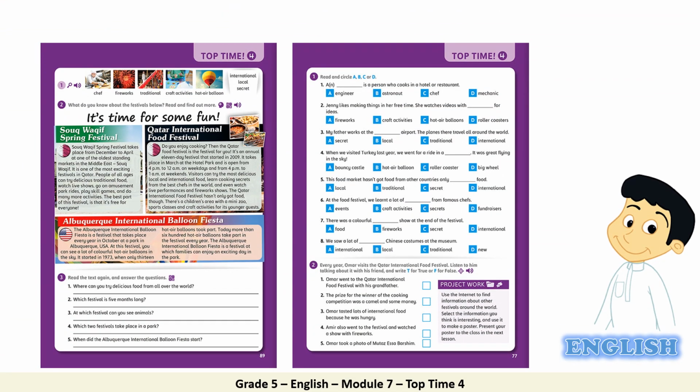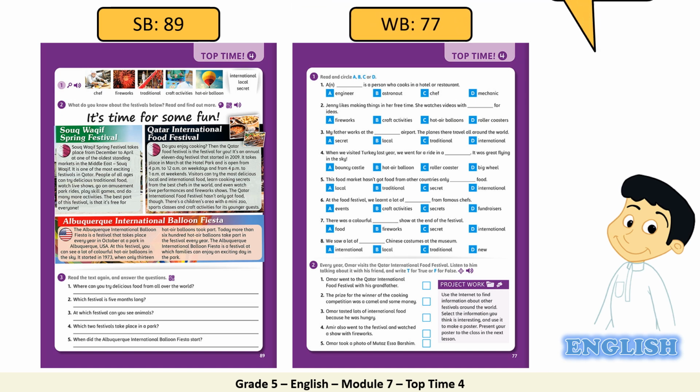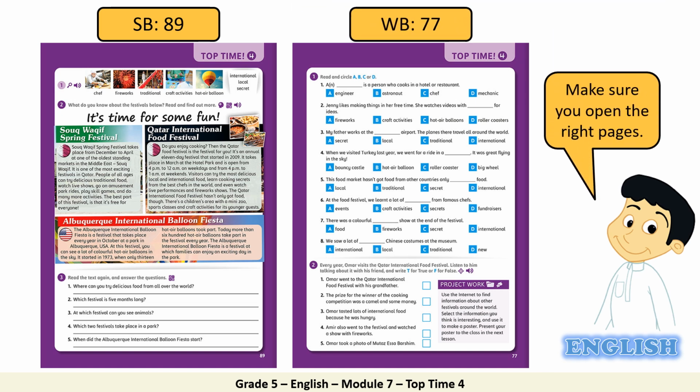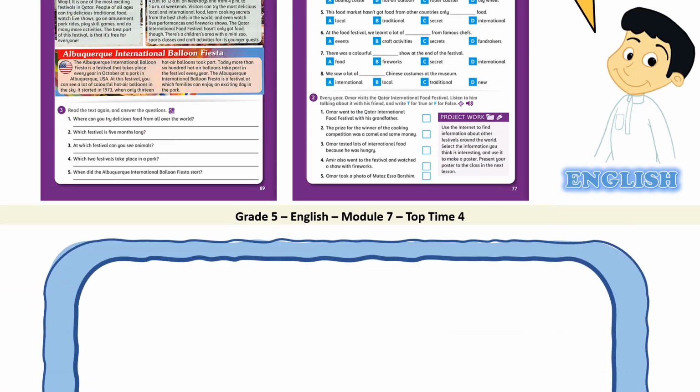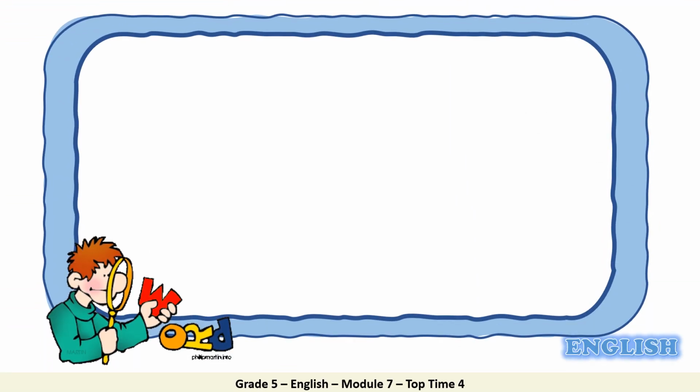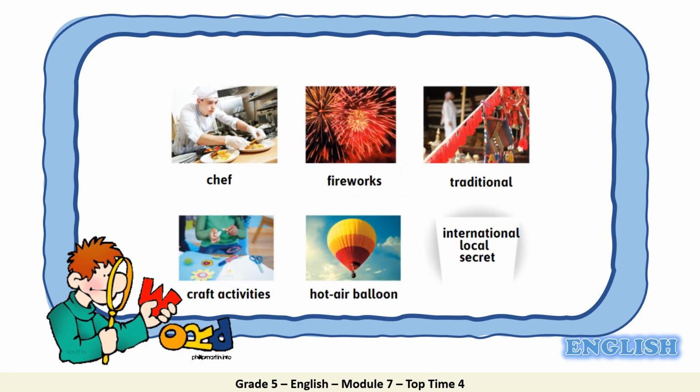For our lesson today, we will be looking at student book page 89 and workbook page 77. Make sure you open the right pages. Today we have an interesting reading lesson. But before we start, first we will look at 8 new words that will help us understand the text we will be reading. So, let's take a look at the new words in your student book page 89.